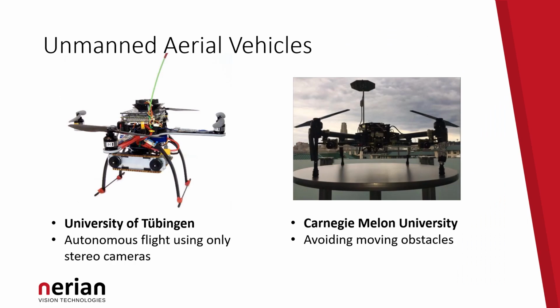Then we also had various customers that put our camera systems on drones or unmanned aerial vehicles. On the left-hand side, we have again one system from the University of Tübingen that actually used 2 stereo camera pairs for flying autonomously. On the right-hand side is one example from Carnegie Mellon University, and they used this unmanned aerial vehicle for demonstrating in-flight obstacle avoidance by using stereo cameras for sensing these obstacles.